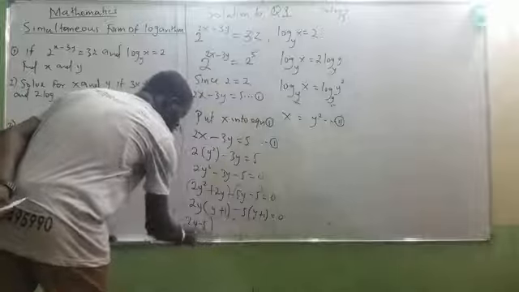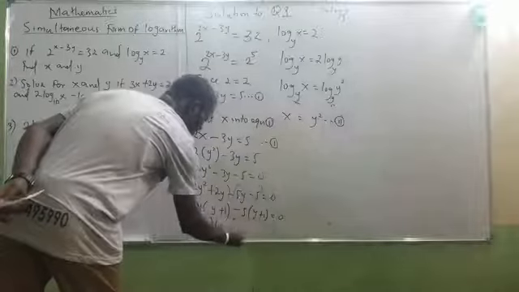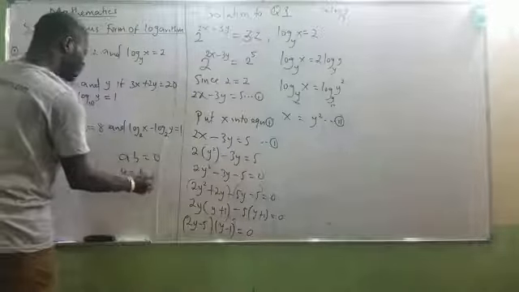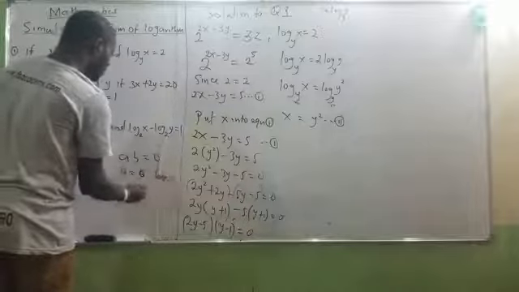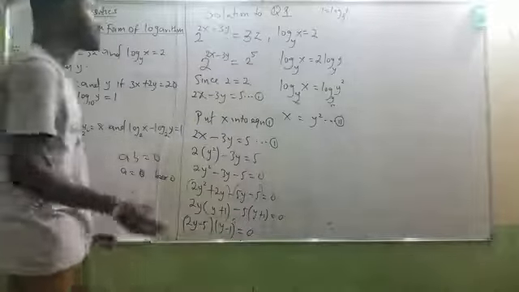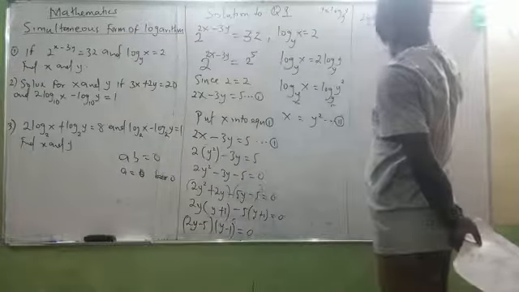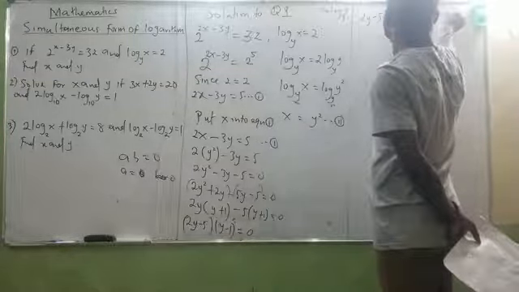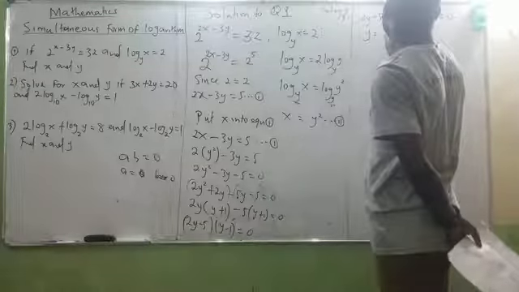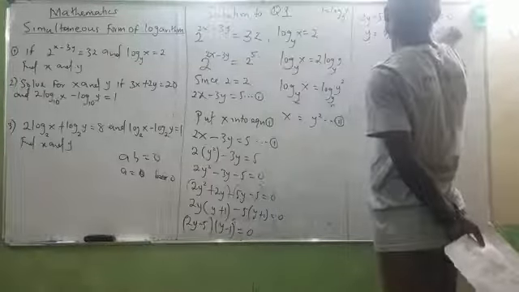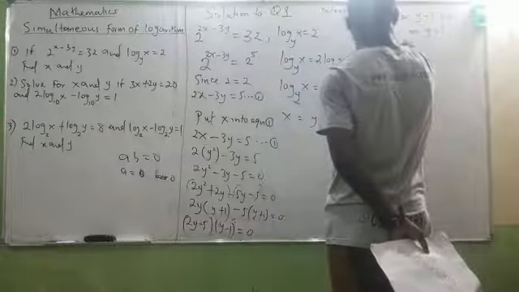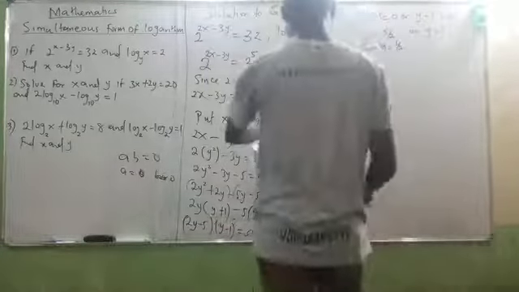Okay, let me not just rush it. Now, when I have AB equals 0, A can be equal to 0, or B equals 0, or both of them are equal to 0. If that is the case, that will make me now have 2y minus 5 equals 0, or y plus 1 equals 0. It means y equals 5 over 2, or y equals minus 1.